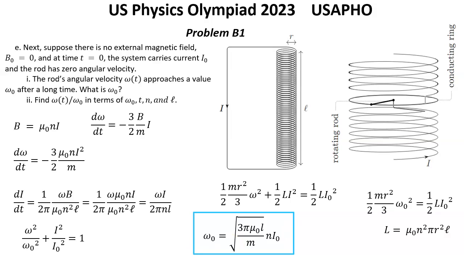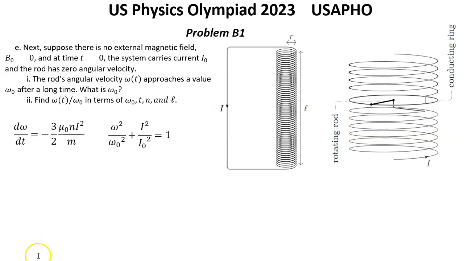Question 2. Find omega t over omega 0 in terms of omega 0, t and L. Solution for question 2. Now we can use our energy conservation in this form.